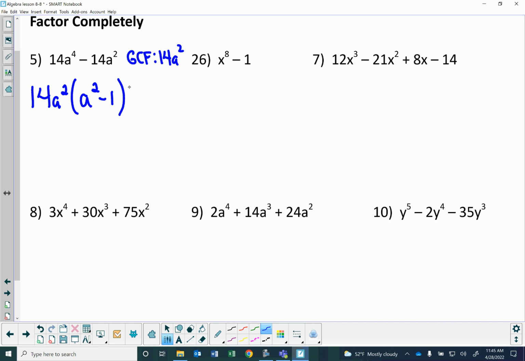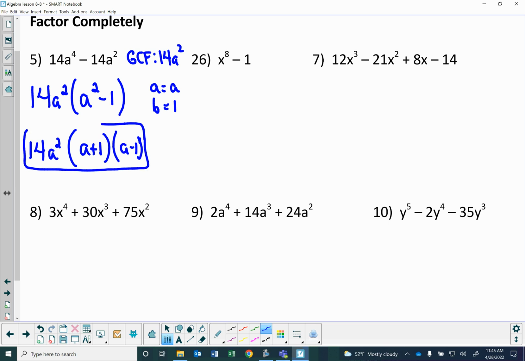Because if I look at this, a squared minus 1 is 2 terms. The first term is a perfect square, the last term is a perfect square, and there is a minus sign between them, which means this is the difference of squares. It's an a plus b times an a minus b, where my a term is, coincidentally enough, a, and my b term is 1. So this is going to become 14a squared times a plus 1 times a minus 1. Now it is completely factored. Until we factored out that a squared minus 1, we weren't done yet.